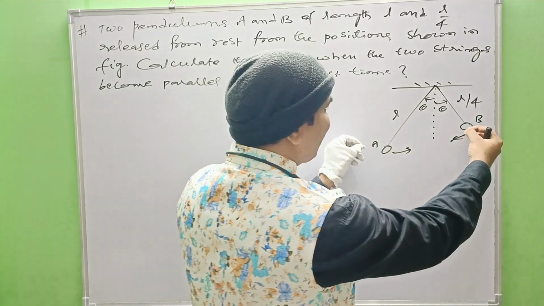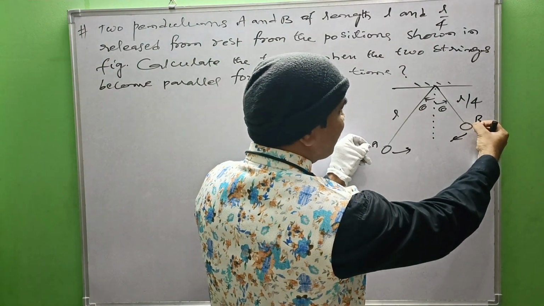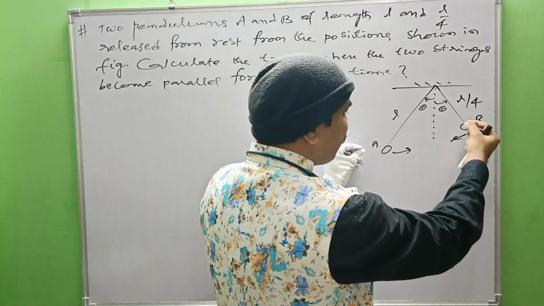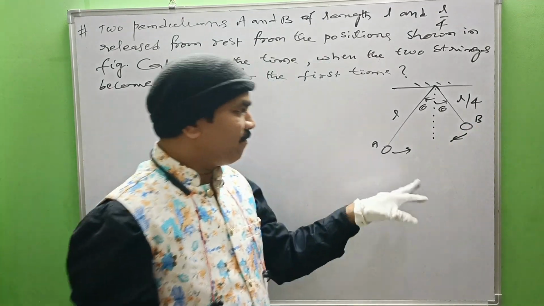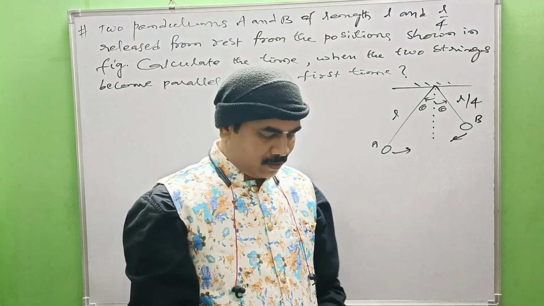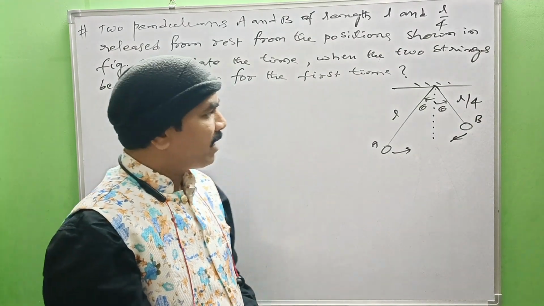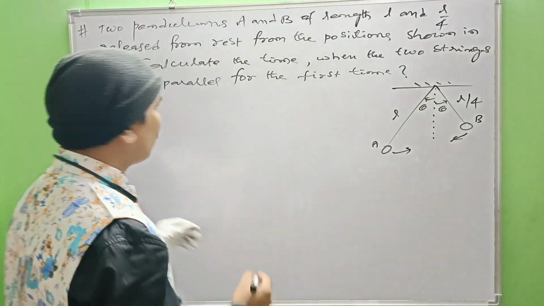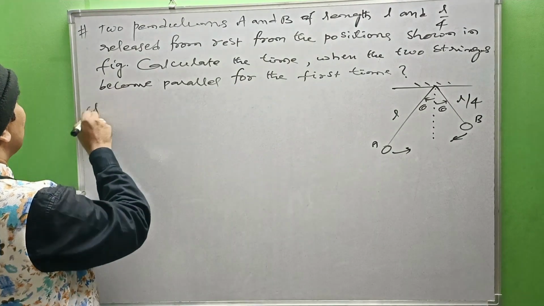So when both are released from their usual positions like this, both will oscillate like that. So now what is the minimum time taken by them to come parallel to each other? That is the question, right? So if you want to get that minimum time, we have to know the time period as well as the angular frequency. What is angular frequency? And see the solution.